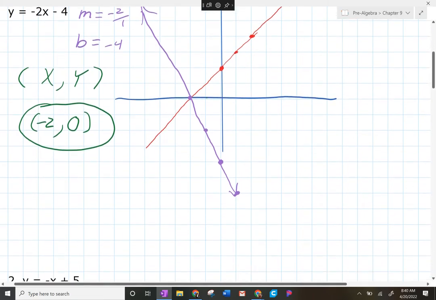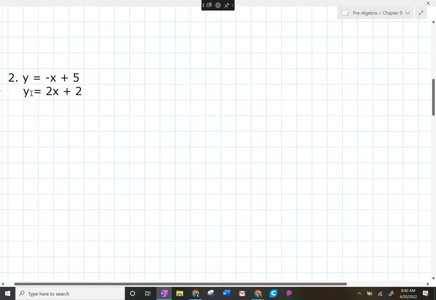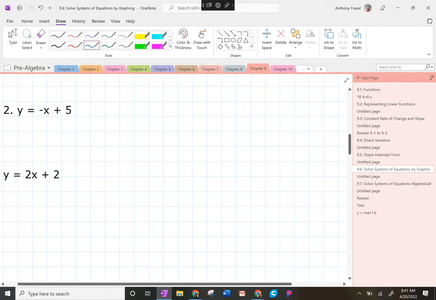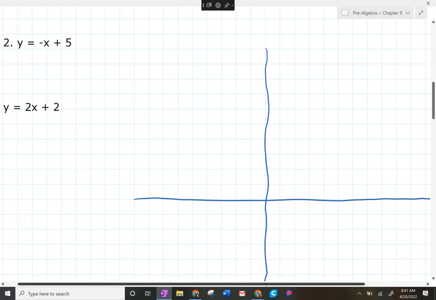All right, on to example 2. Hopefully you guys will be able to talk me through this one. All right, let me get a different color pen. I'm just going to draw my lines. I know it's not perfect, but it is way better than me trying to figure out how to make straight lines.